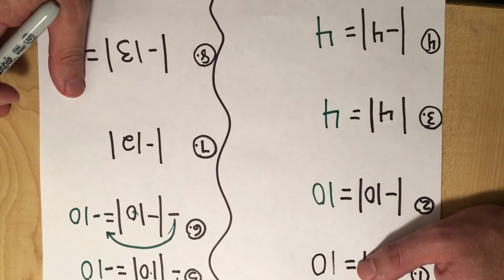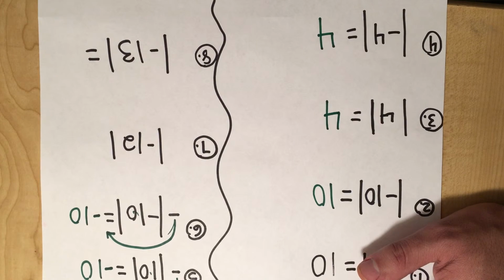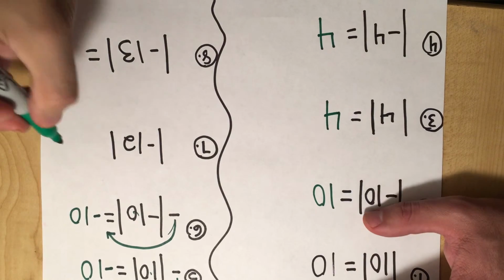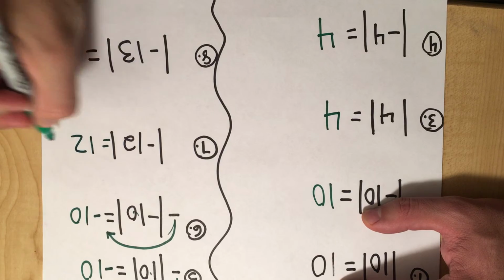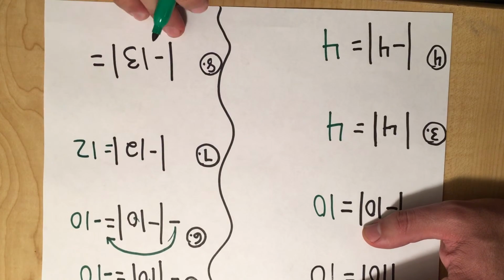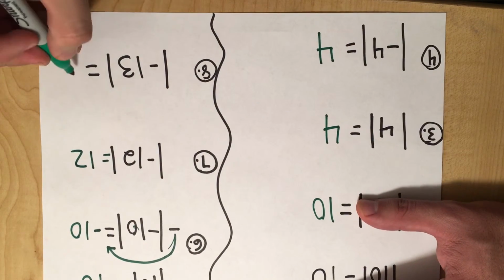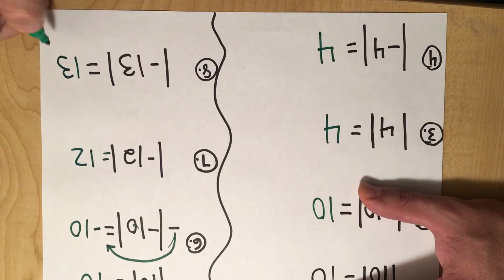The absolute value of negative 12, do you want to pause the video and try these two on your own? That would be positive 12. And what would the absolute value of negative 13 be? That would be positive 13.